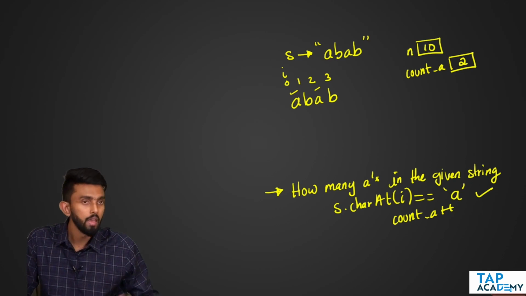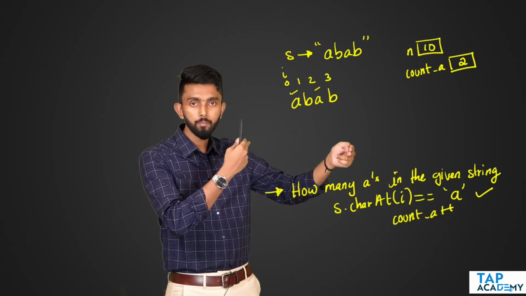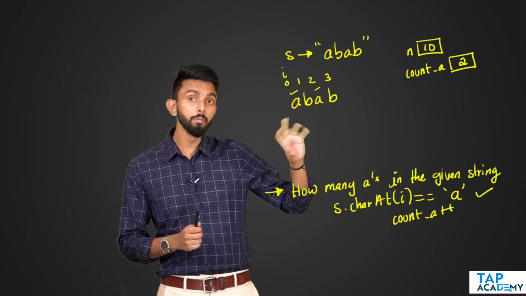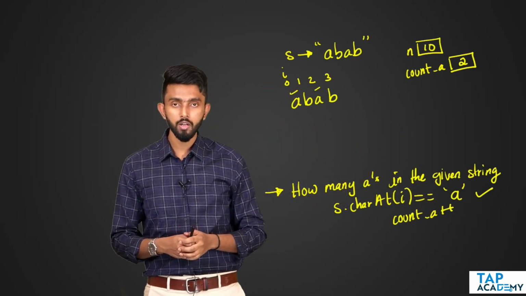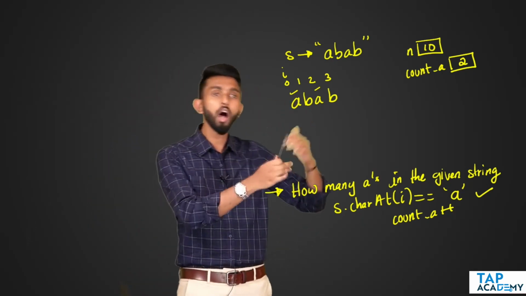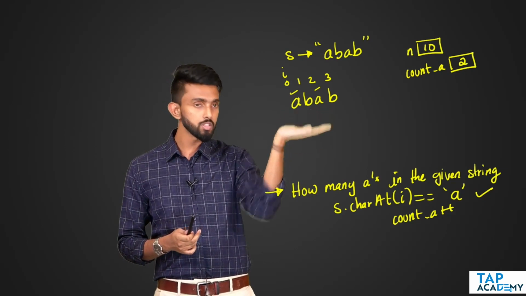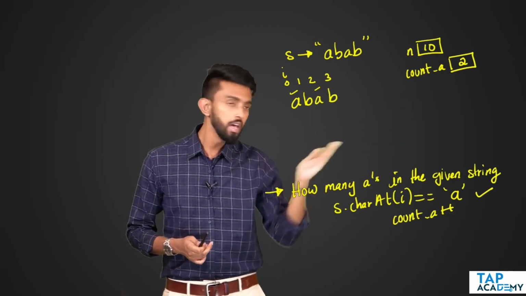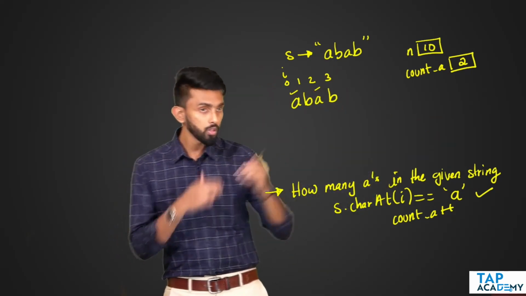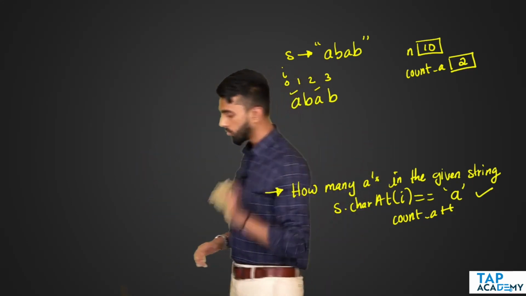Now think about it. Every time I take this string and repeat it, the repeated string will also have the same number of A's. So the bigger question is, how many times should we repeat this string? Because once we know how many A's are there in one string, if I repeat it 2 times, there will be 4 A's. If I repeat it 3 times, there will be 6 A's. If I repeat it 4 times, there will be 8 A's, right? So the question is, how many times should I repeat this string? Okay, now watch it.